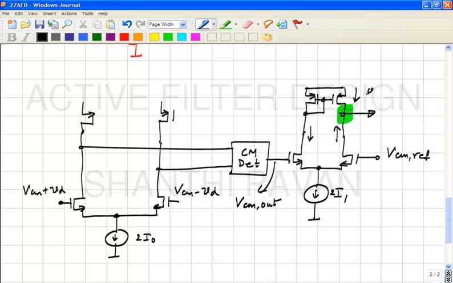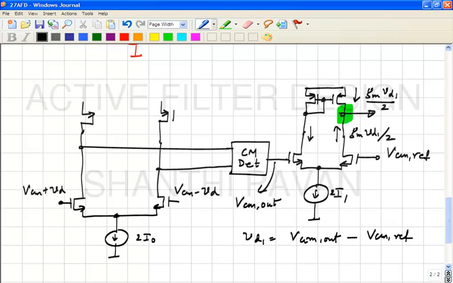Okay, so the incremental current here is Gm times Vd1, or rather Gm times Vd1 by 2, where Vd1 is the difference between Vcm out and VCM ref. Correct, and this current will be Gm times Vd1 by 2. Both these will go out and create, in principle, a very large voltage gain because the impedance of that node is infinite. Okay, and why do I choose this?